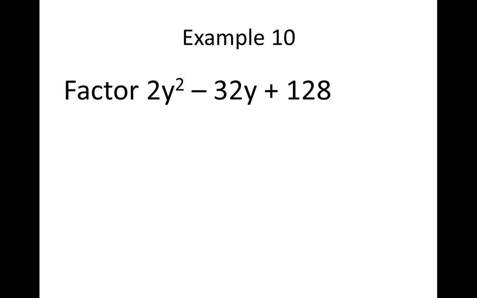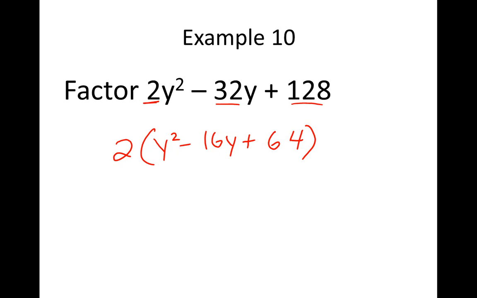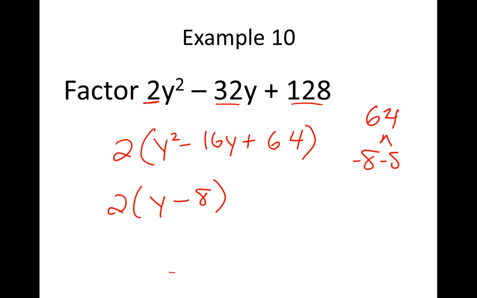Okay, 2y squared minus 32y plus 128. Oh, we got a 2 here. A 2, we can pull out as a common factor. Number one rule, right? Pull out the common factor. Y squared minus 16y plus 64. Factors of 64, we're going to get 8 and 8, both of them negative. Don't forget your 2. So 2 times y minus 8 times y minus 8. We can skip a step, right? And just say squared.